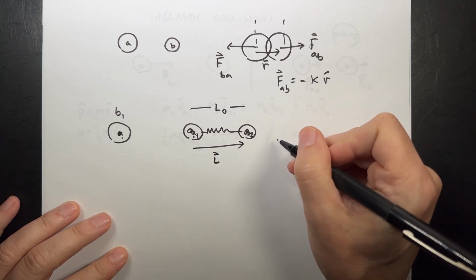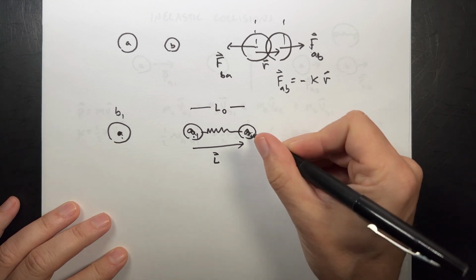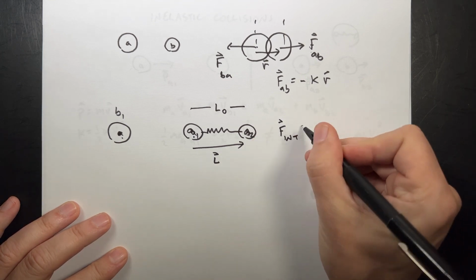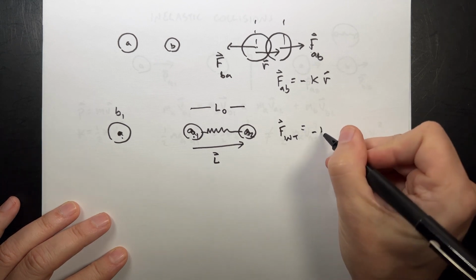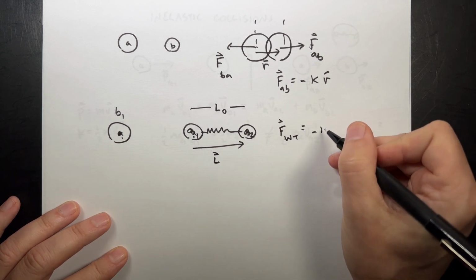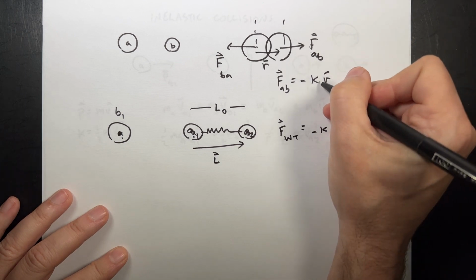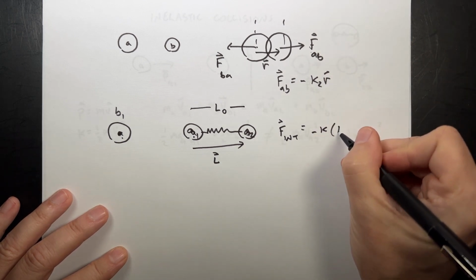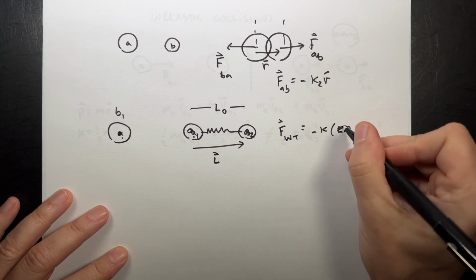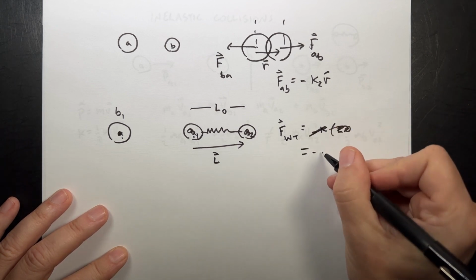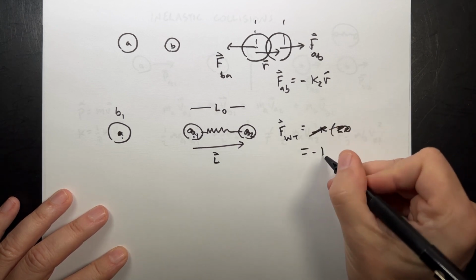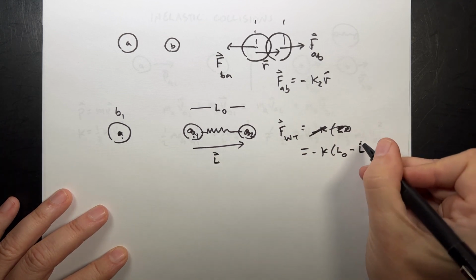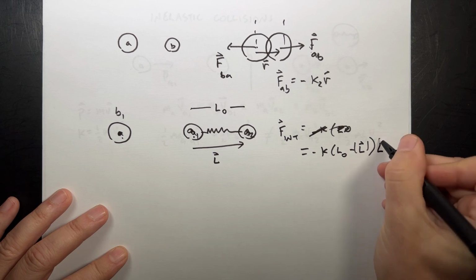force on A2, I'll call that F internal, is going to be equal to negative the other K. So let's just call this K2. Let's call this K of the unstretched length L0. I'm looking at two things. Negative K, unstretched length L0 minus the magnitude of that length L, times L hat, right?